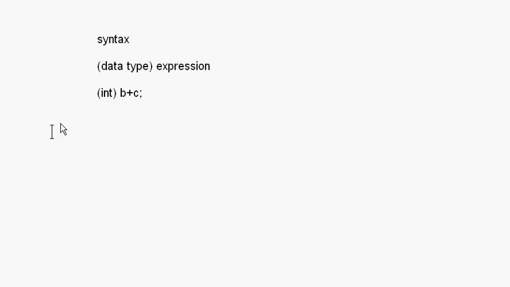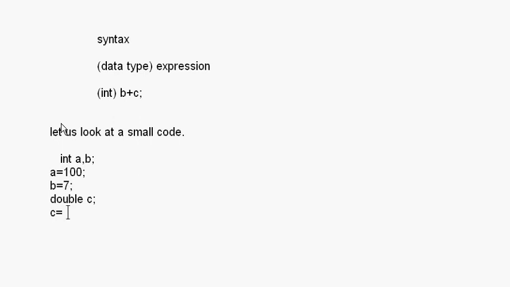Now let's look at a small code here. Supposing you have this int a comma b, and let's say a is assigned the value 100 and b is assigned the value 7. And I take one more variable, double c. Then I write c is equal to a divided by b. Now, what will be the probable outcome of this code?